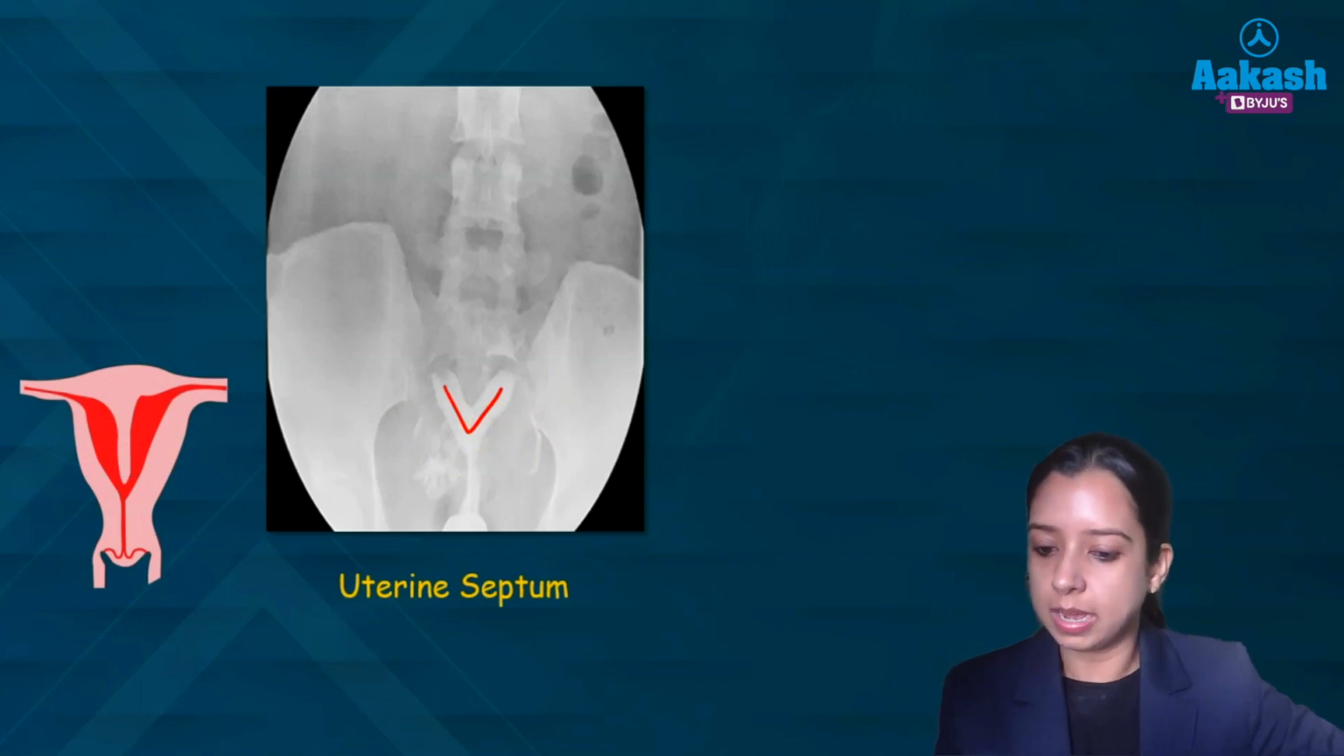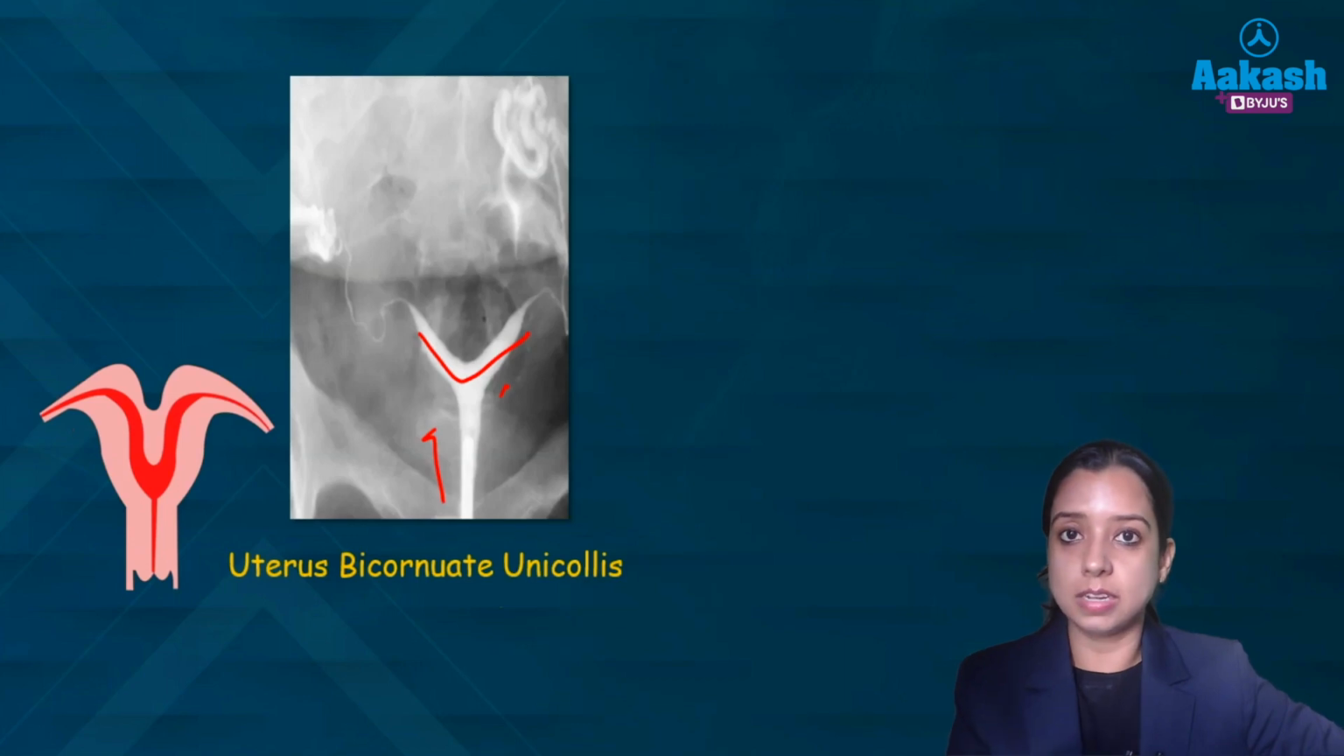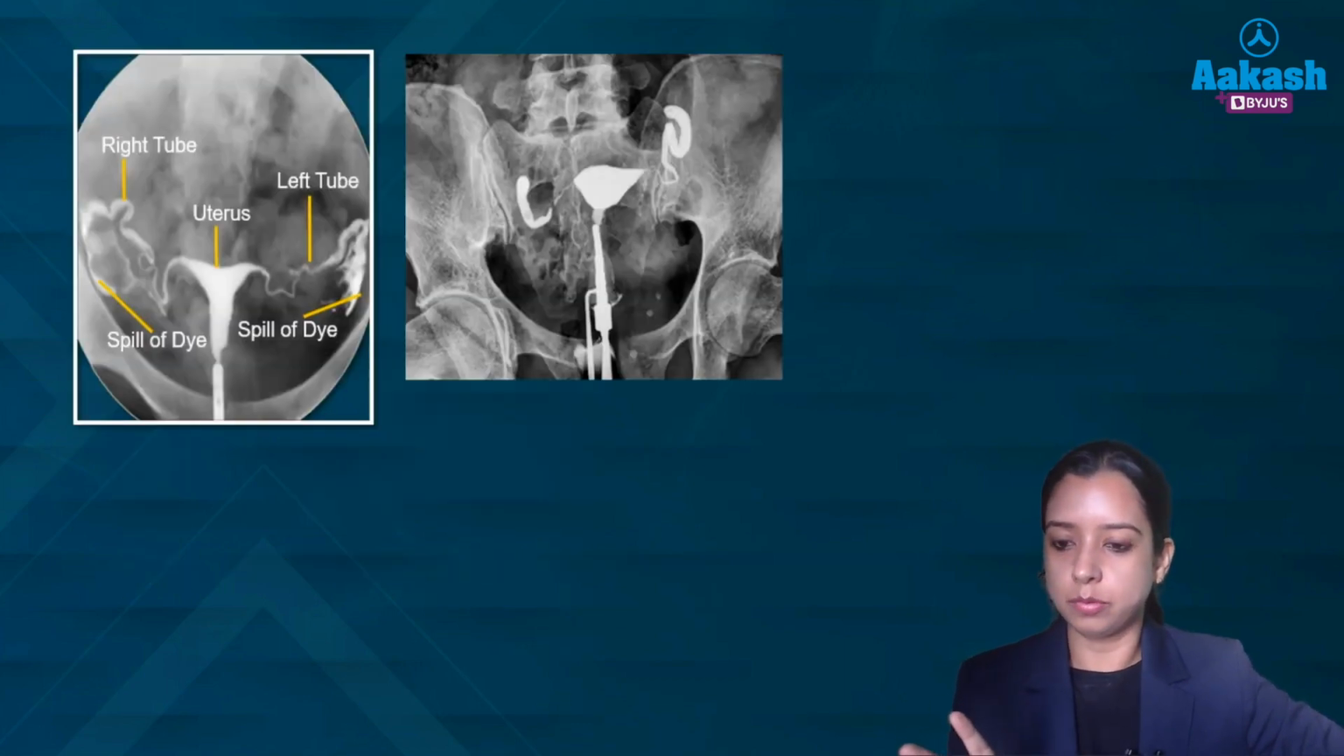Now questions have been asked on both of them. The HSG of bicornuate uterus was asked in 2022 NEET. And the other 2 were also asked. Let's see what they were.